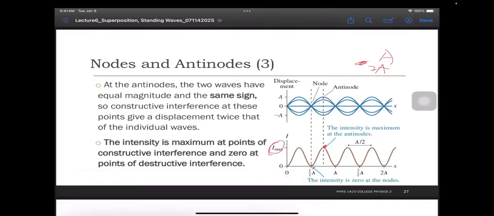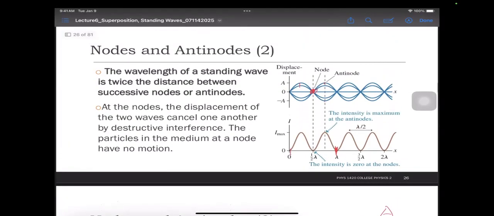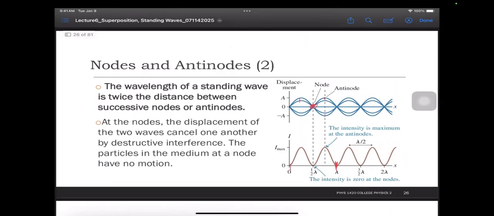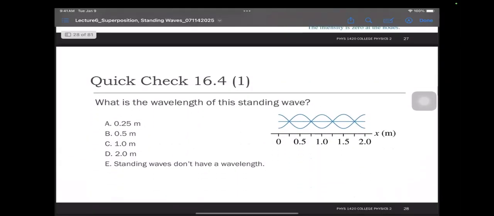This is what we should know about nodes. Those are the definitions. What are nodes? What are antinodes? For the nodes, what are the characteristics and features? For the antinodes, what are the characteristics and features? Let's see some quick questions about the antinodes and the nodes.